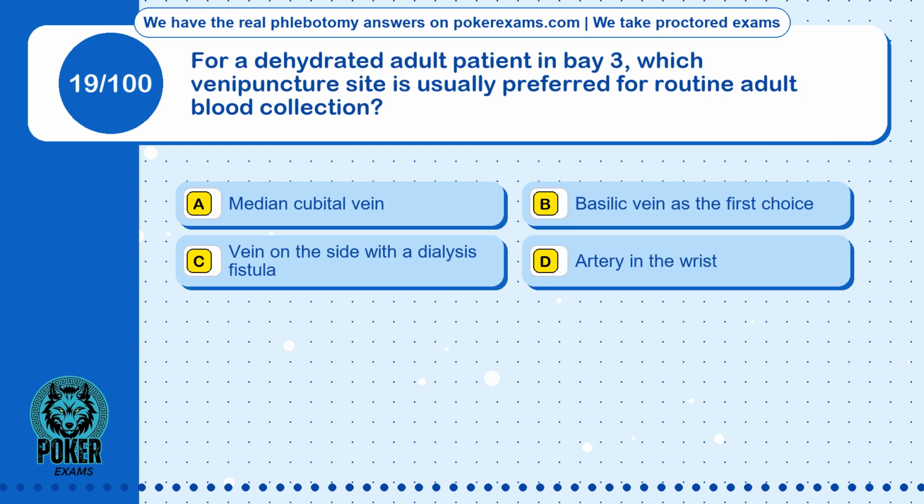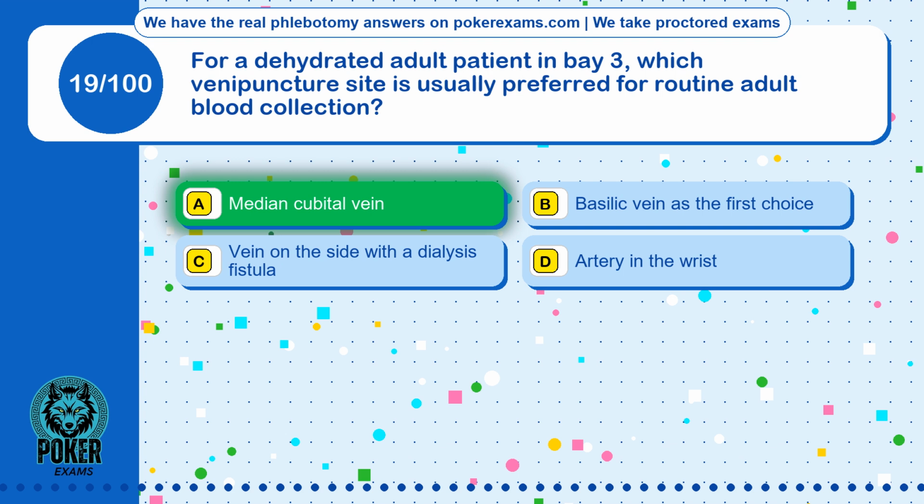Question 19. For a dehydrated adult patient in Bay 3, which venipuncture site is usually preferred for routine adult blood collection? Option A, median cubital vein. Option B, basilic vein as the first choice. Option C, vein on the side with a dialysis fistula. Option D, artery in the wrist. The correct answer is option A.